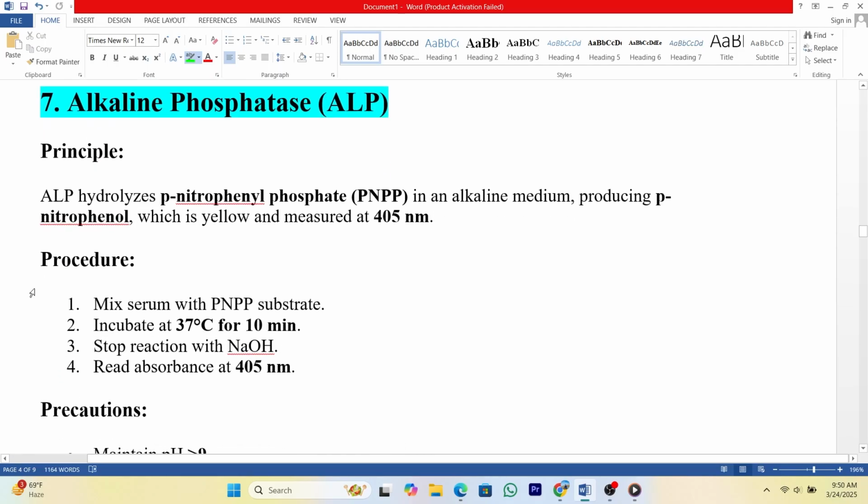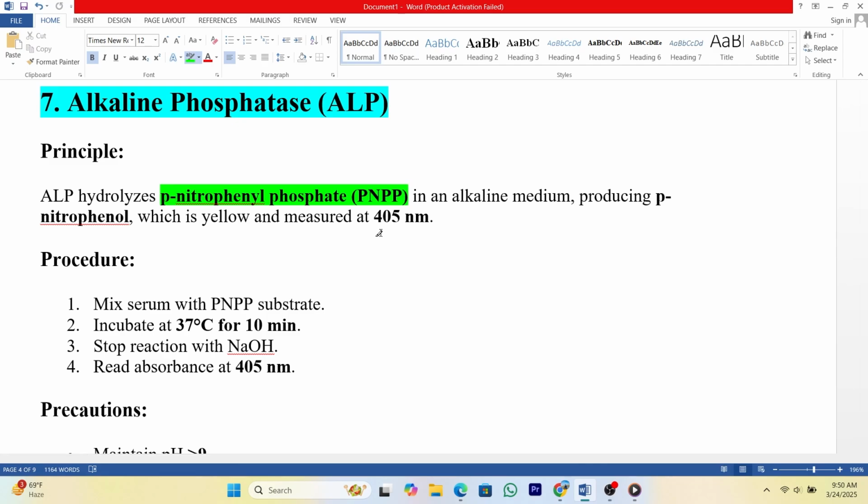7. Alkaline phosphatase, ALP. Principle. ALP hydrolyzes p-nitrophenyl phosphate, PNPP, in an alkaline medium, producing p-nitrophenol, which is yellow and measured at 405 nm.